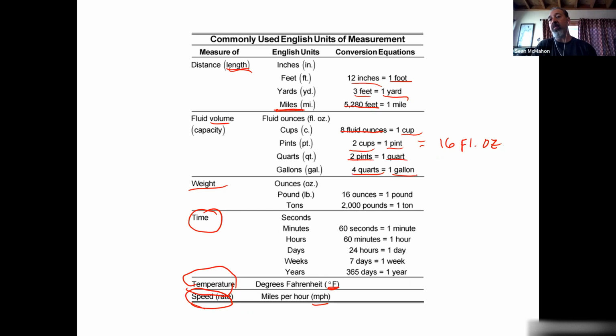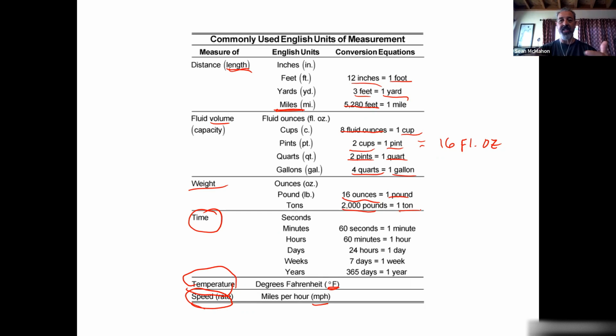An easy way that we remember this when I was a kid, they would talk about 4 quarters to the gallon. I know people don't tend to carry a lot of change in their pocket, but 4 quarters equal $1, 4 quarts to a gallon. Weight, again, 16 ounces to a pound, 2,000 pounds in a ton.